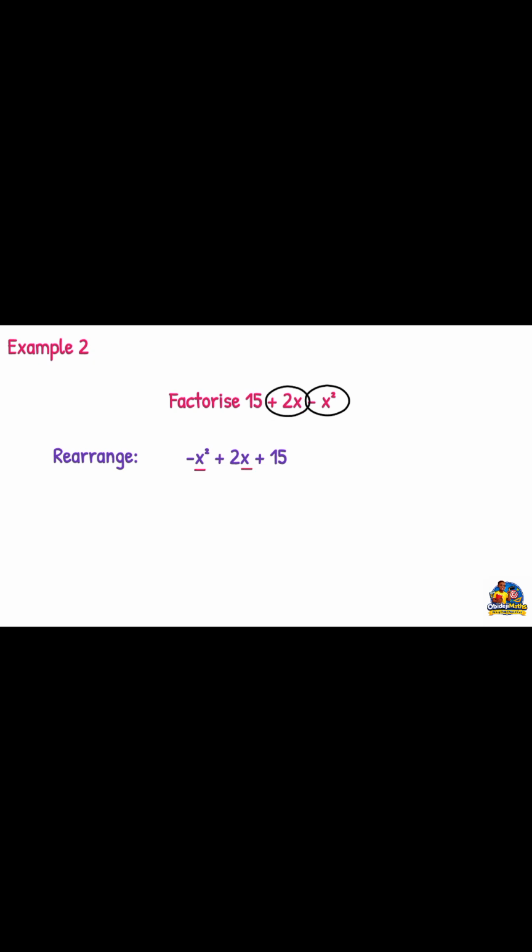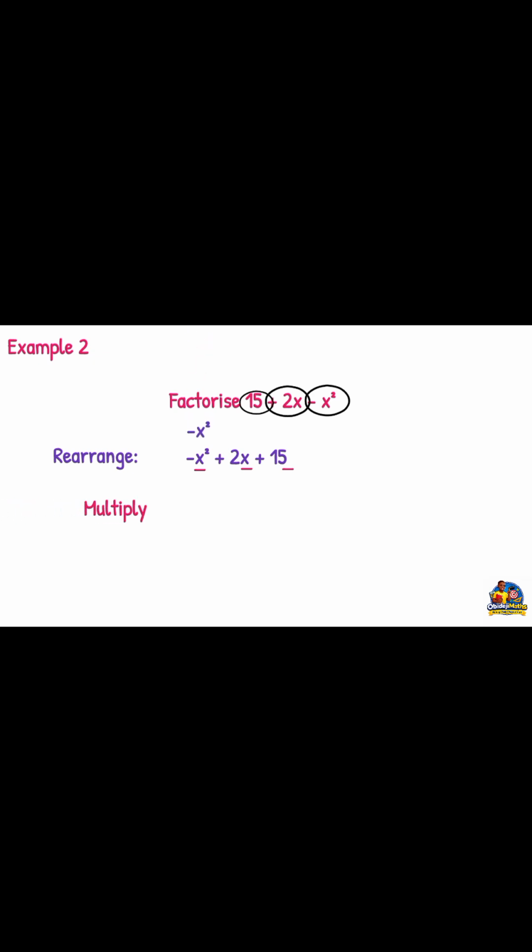Now in example 2, factorize 15 plus 2x minus x squared. The first thing we need to do is to rearrange to make it easier to solve. That will be minus x squared plus 2x plus 15. The last one there, minus x squared, bring it to the front. Plus 2x, let it follow it. Plus 15, let it follow it.